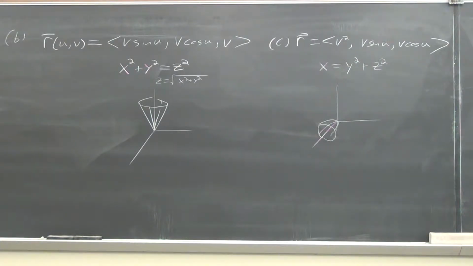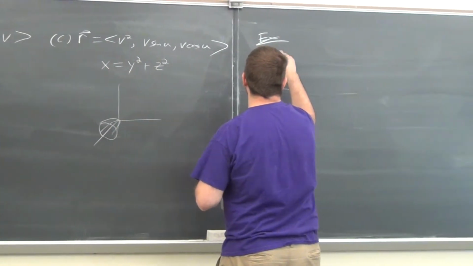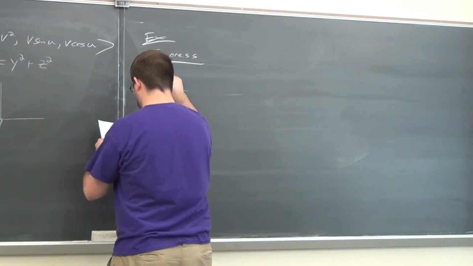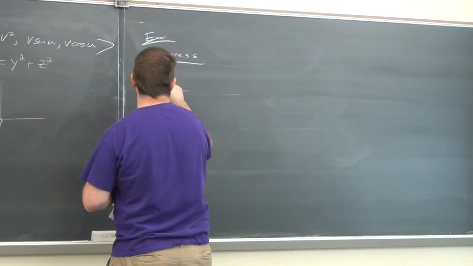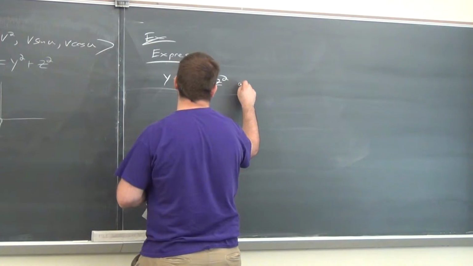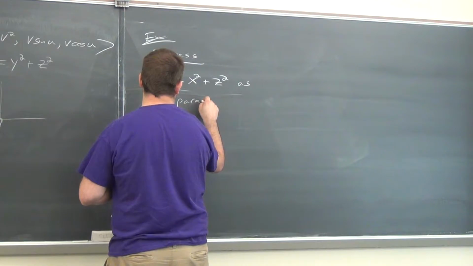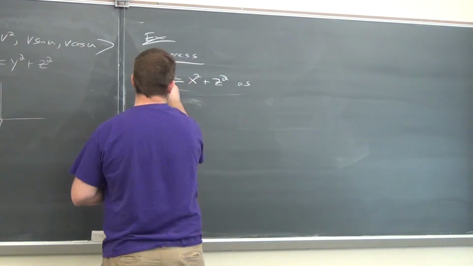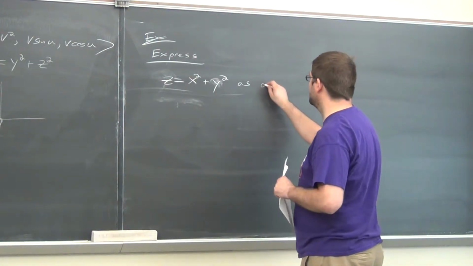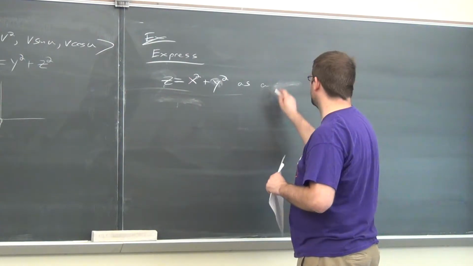Let me give another example. So express y equals x squared plus z squared as a parametric. Actually, let's do it the most basic way. Okay, z equals x squared plus y squared as a parametric equation, or a parametric surface.